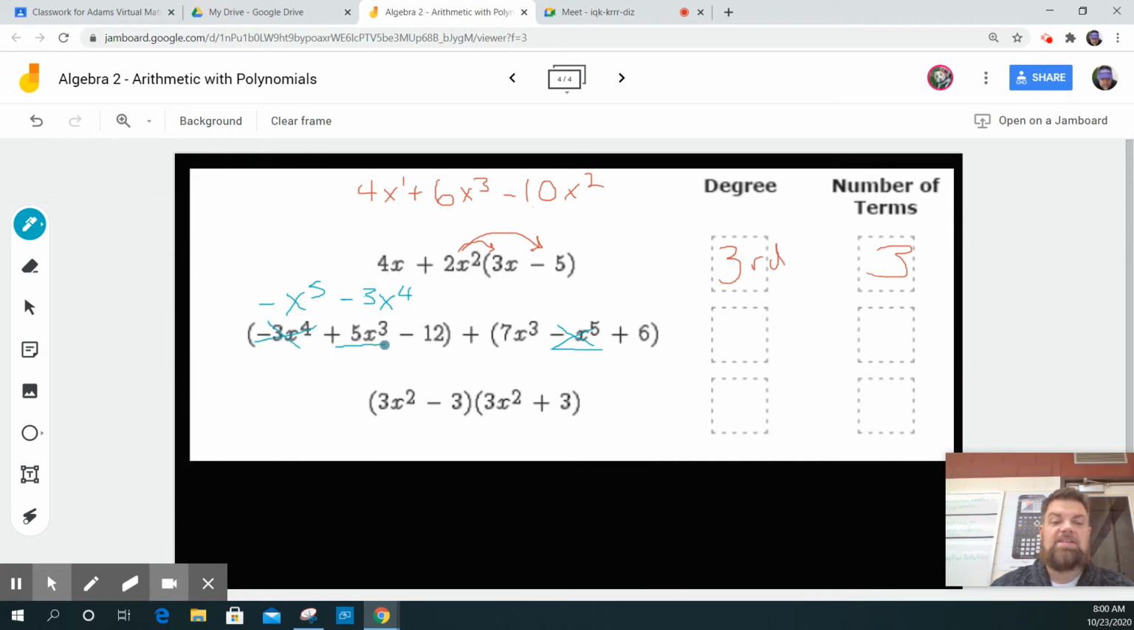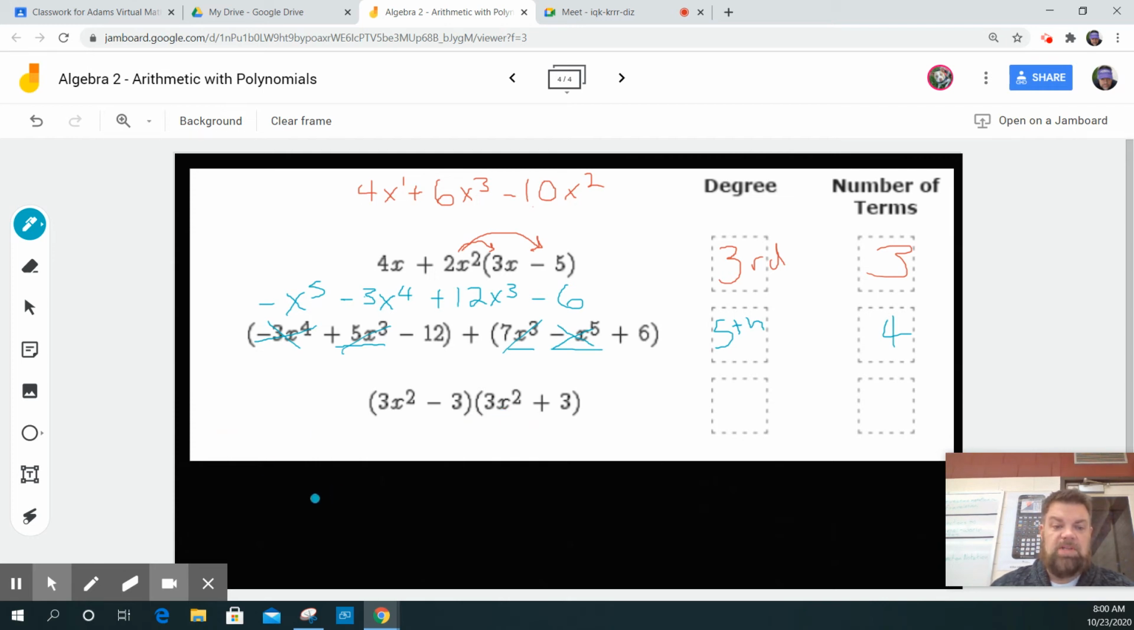Now here I have a positive 5x to the third and a positive 7x to the third. So when I add those together, I get 12x to the third. So those are like terms. And then negative 12 plus 6 becomes a negative 6. Look at the highest degree of x. It's a fifth degree polynomial because it's x raised to the fifth power. And because I was able to do some simplifying, I ended up with 4 terms, even though I started with 6.